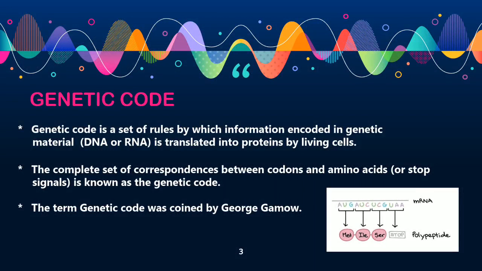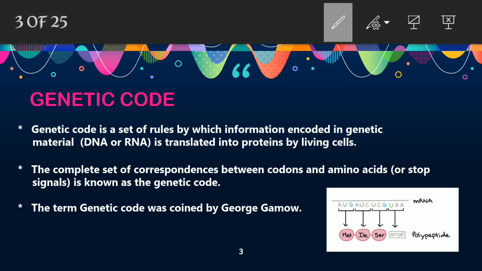Now, genetic code is a set of rules by which information encoded in genetic material, DNA or RNA, is translated into proteins by living cells. The complete set of correspondences between codons and amino acids is known as a genetic code. The term genetic code was coined by George Gamow. Now, if we look into this diagram, we see that AUG, AUC, UCG, and UAA are the codons present in this mRNA, and these are the amino acids that are being translated, and this forms the polypeptide chain.